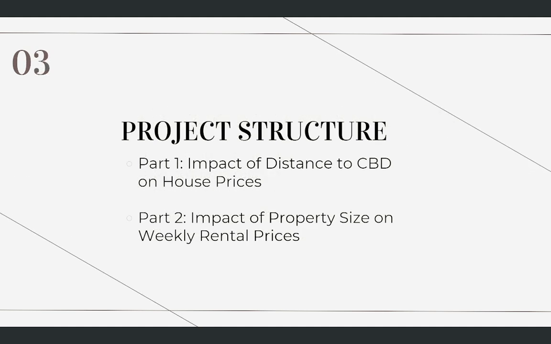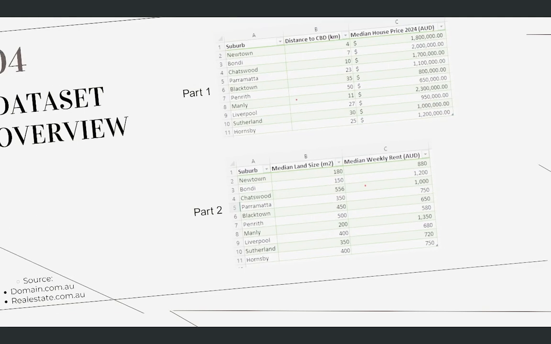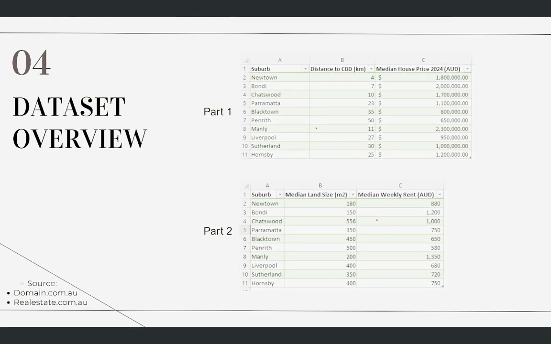This project has two parts. Part 1 tests the effect of distance to CBD on house prices. Part 2 tests whether property size affects weekly rent. The data comes from Domain and Real Estate for 2024 listings. I collected values for 10 suburbs, including distance to the CBD, median house price, and weekly rent.